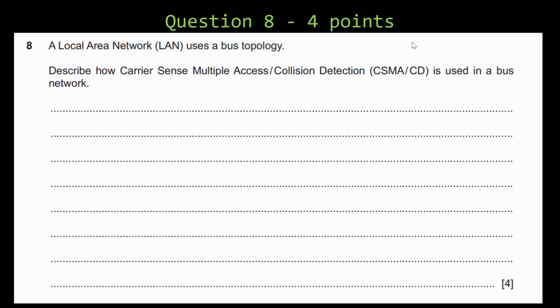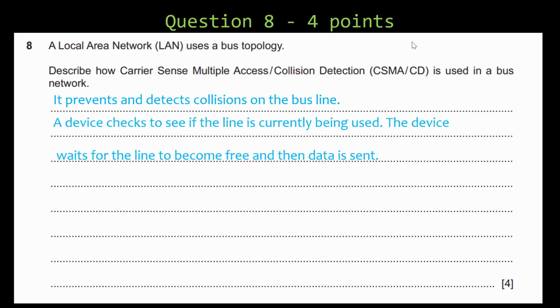A local area network uses bus topology. So this is something that was moved from A-level to AS a few years back. Describe how carrier sense multiple access collision detection is used in a bus network. This is not asking us about terminators at all, but the CSMA/CD will prevent and detect collisions on the bus line.